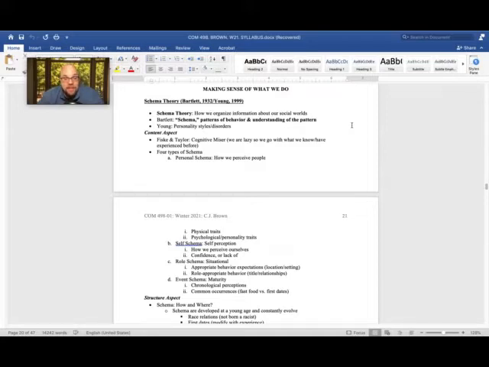Similar is event schema, so chronological perceptions of common occurrences. These are more specific to the first date, but the idea there is anytime you are doing something that you've done before, you add to and evolve your schema.